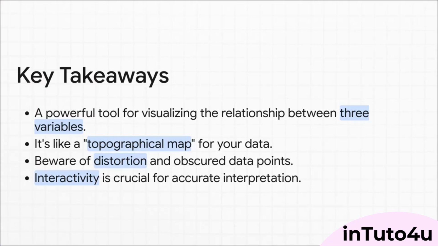So what are the big things to remember? 1. 3D surface plots are a fantastic tool for seeing three variables at once. 2. That topographical map idea is your best friend for understanding them. 3. You have to be careful. Watch out for distortion and hidden data. And finally, remember that interactivity isn't just a nice little feature. It's absolutely essential for seeing the true picture.